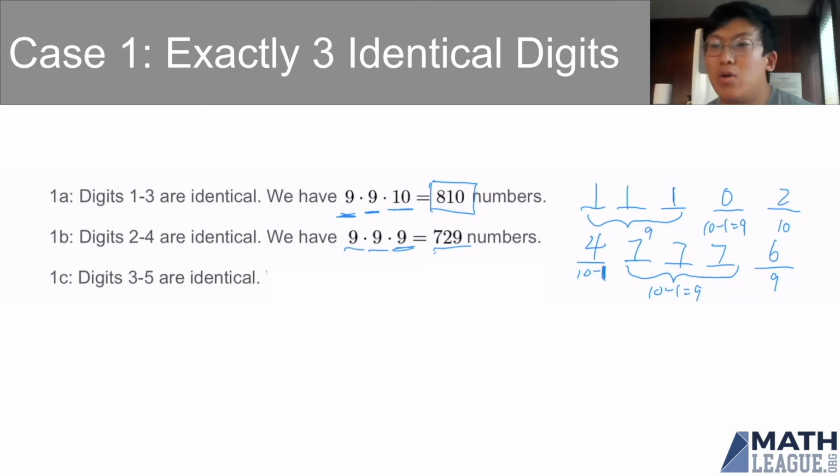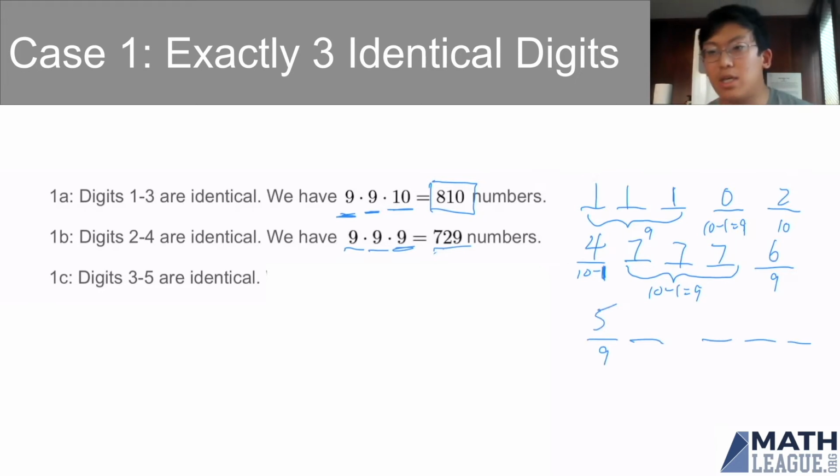And finally, we have subcase 1C. So we have that the last 3 digits are identical. Now, we know that for the first digit, there are 9 choices again. Let's say we choose 5 this time, since the first digit cannot be 0.